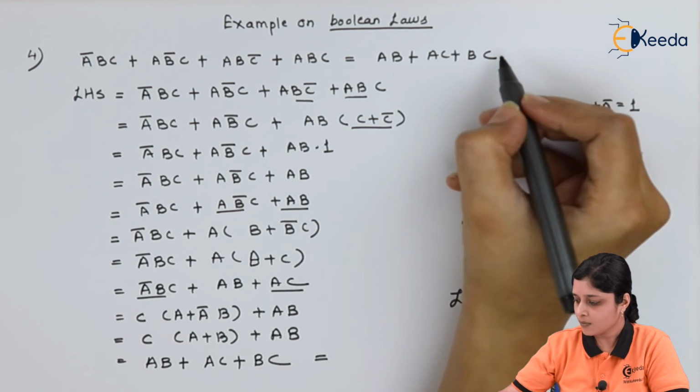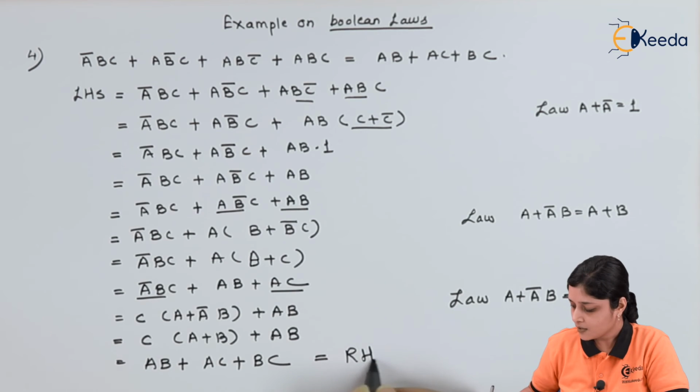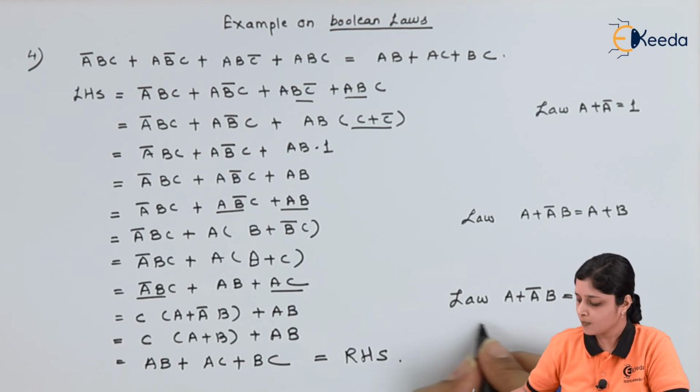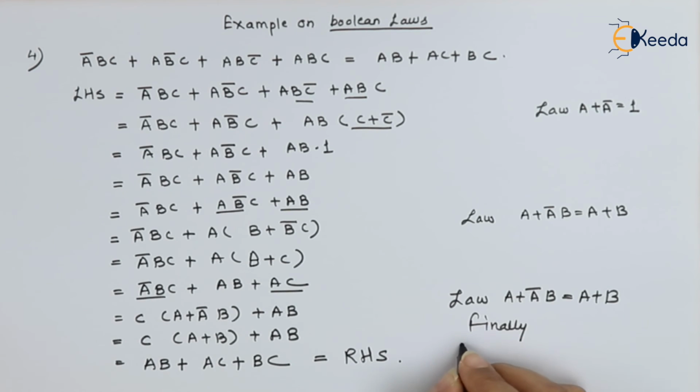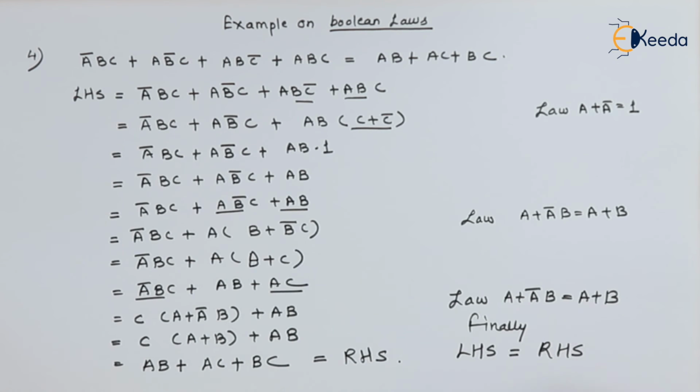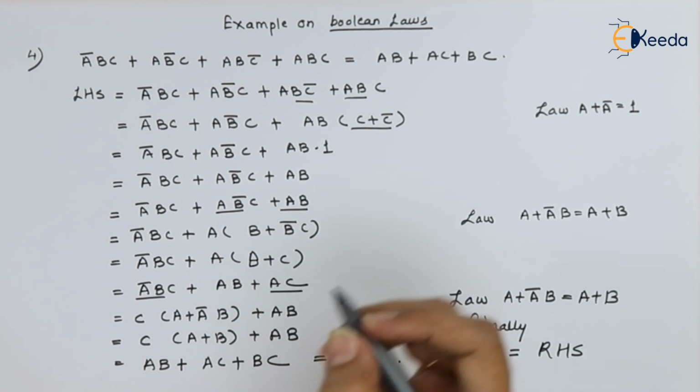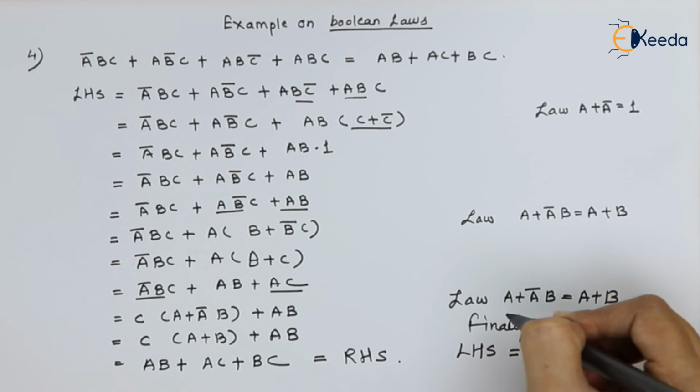This is your RHS. So finally LHS is equal to RHS. This proves your example. So here we have applied the three laws.